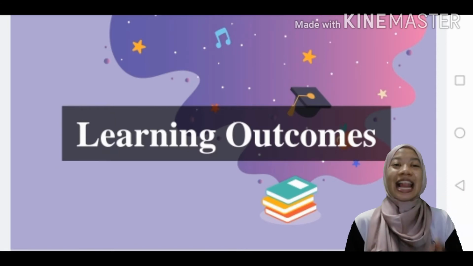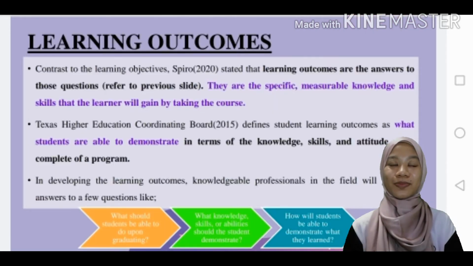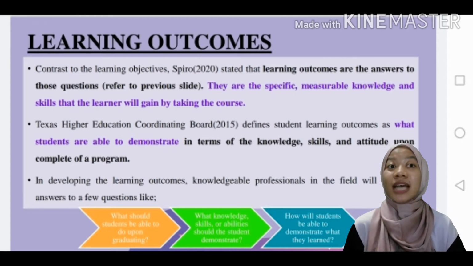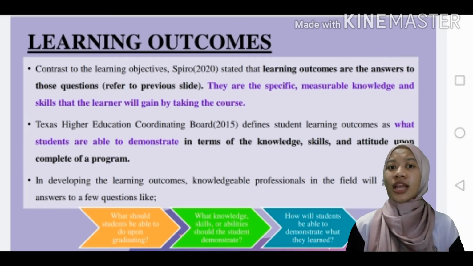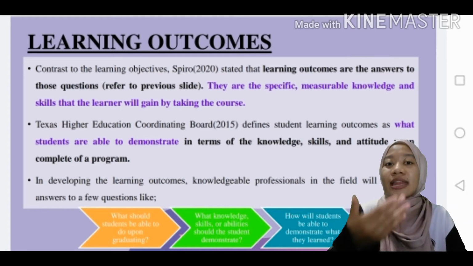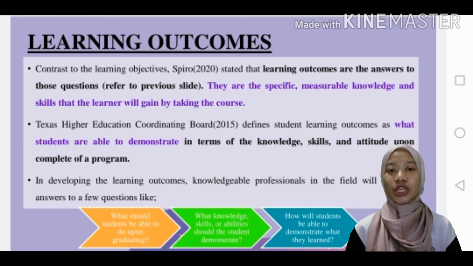Okay, next, let's move to learning outcomes. In contrast to the learning objective, Sparrow stated that learning outcomes are the answers to those questions. You can refer to the previous slide. Learning outcomes are specific, measurable knowledge and skills that the learner will gain after taking the course. In 2015, the Texas Higher Education Coordinating Board defined student learning outcome as what students are able to demonstrate in terms of the knowledge, skills, and attitude upon completing the program.